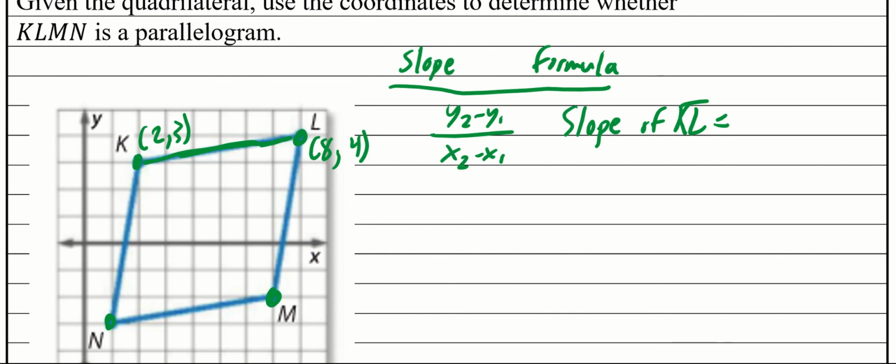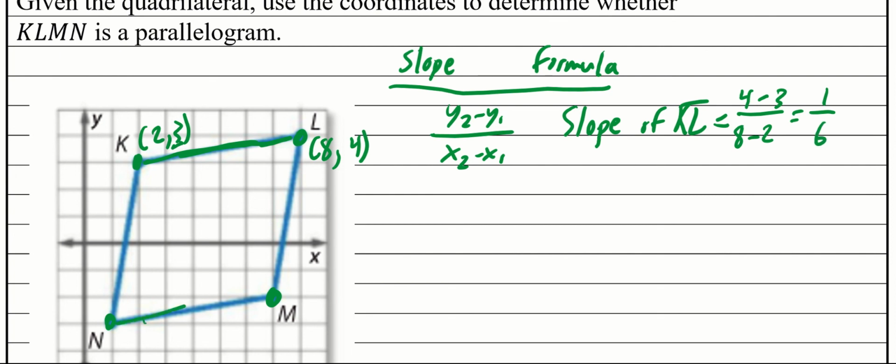So for instance, y2 would go first, so that would be 4 minus y1, which is 3. So I have 4 minus 3 on top, and on the bottom I have x2, which is 8, minus x1, which is 2. And now all I need to do is subtract these and simplify it. So I have 4 minus 3 on the top, that's just 1, and then 8 minus 2 on the bottom, and that is 6. So the slope of KL is 1 over 6.